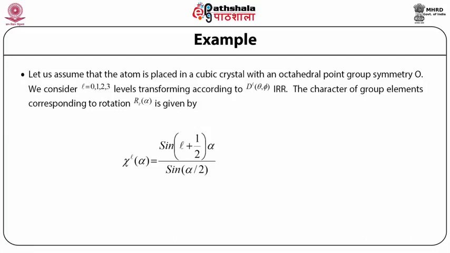Let us assume that the atom is placed in a cubic crystal with an octahedral point group symmetry O as before. We consider L equal to 0, 1, 2, 3 levels, transforming according to the D_L irreducible representation. Remember that when you consider the energy levels transforming according to the irreducible representation D_L(alpha, theta, phi), the character of the group elements corresponding to the rotation about the z-axis, for example by alpha, is given by chi, which is a function of the dimension L. So chi_L of alpha is sine of (L plus half) alpha divided by sine of alpha by 2. This we have already seen.